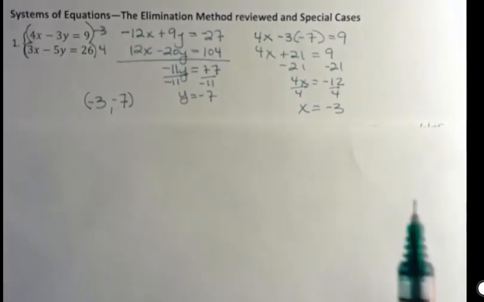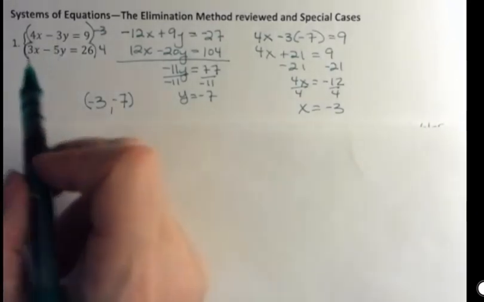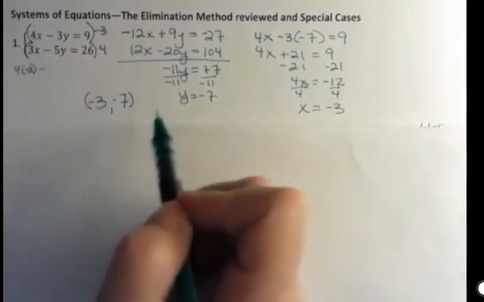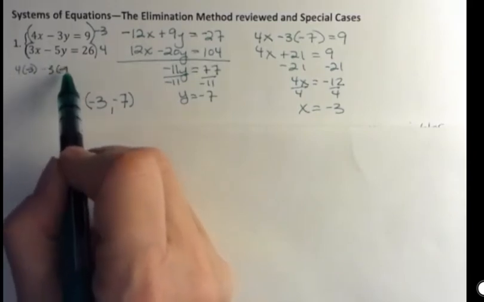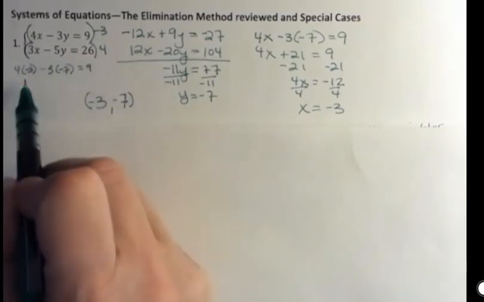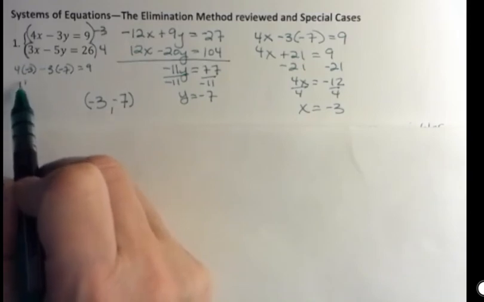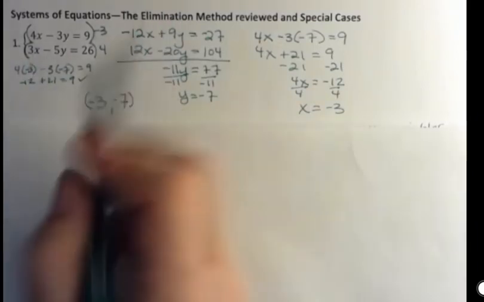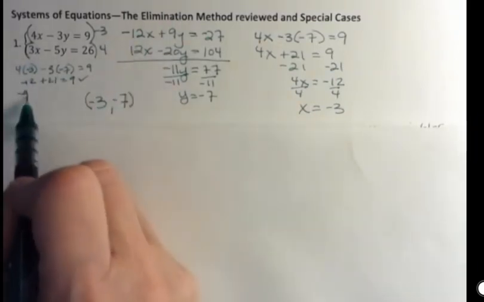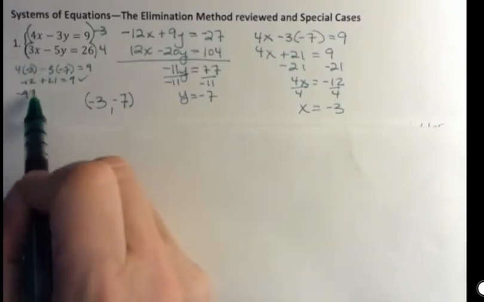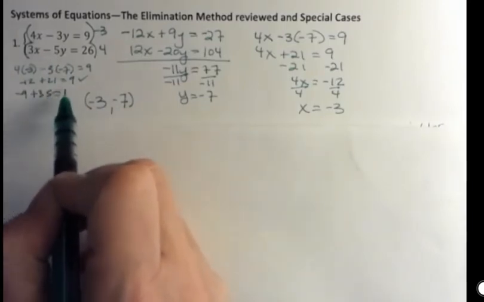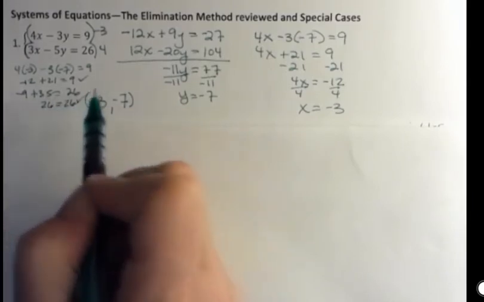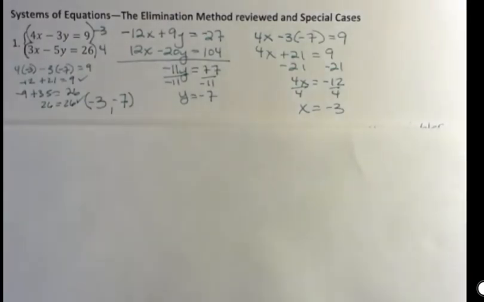Now, before you move on, you could quickly check that if you wanted to. If we're saying that x is -3, then I have 4 times -3, and y is -7. 3 times -7 should be equal to 9, and that's -12 plus 21, which is 9. That's true. I could check also the second one. 3 times -3 would be -9. -5 times -7 is +35, and that's supposed to equal 26. 35 and -9 does equal 26, so that checks as well. It has to work in both equations for it to work.